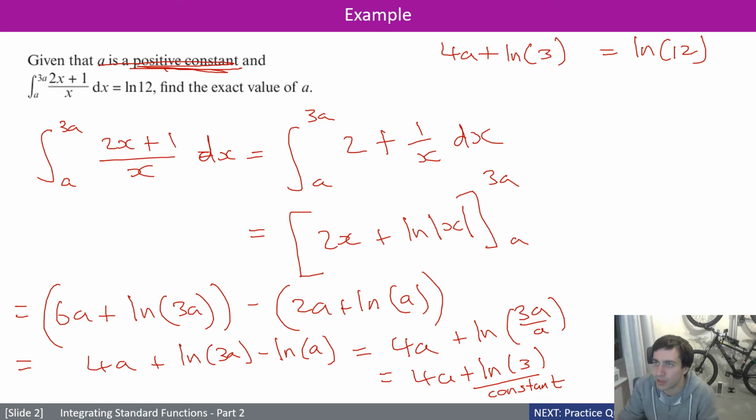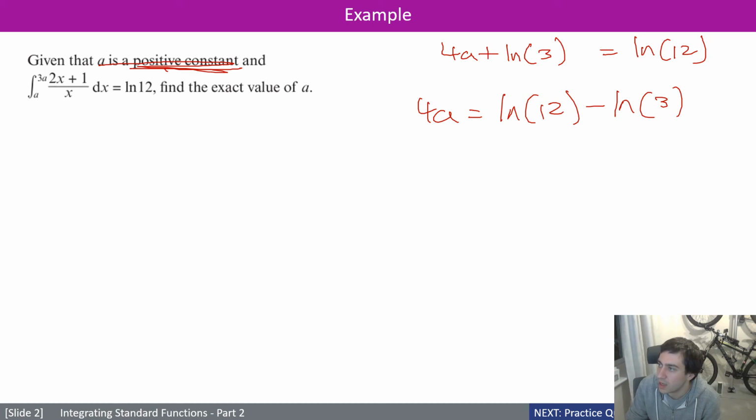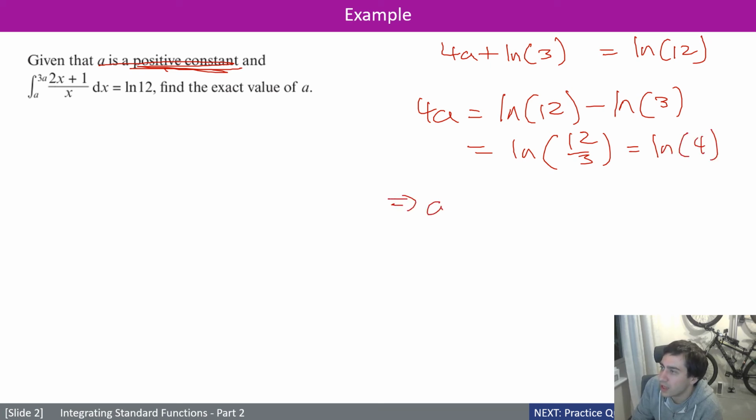So let me just make some space first. So we're going to have 4a equals, and then let's take the ln 3 to the right hand side, taking it away. And now we've got another nice bit of log rule there. Ln 12 minus ln 3 is the same as ln of 12 over 3 equals ln of 4. And that implies that a equals, divide both sides by 4, a quarter ln of 4.